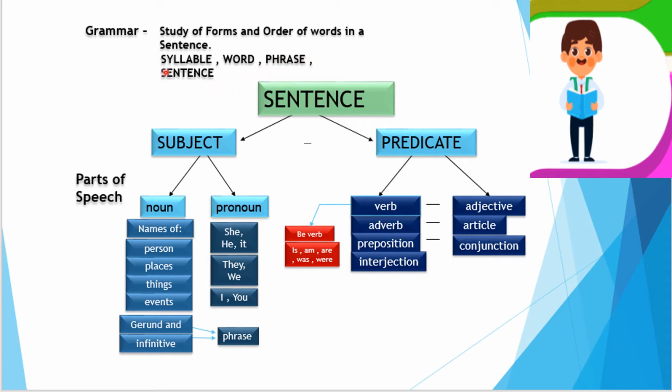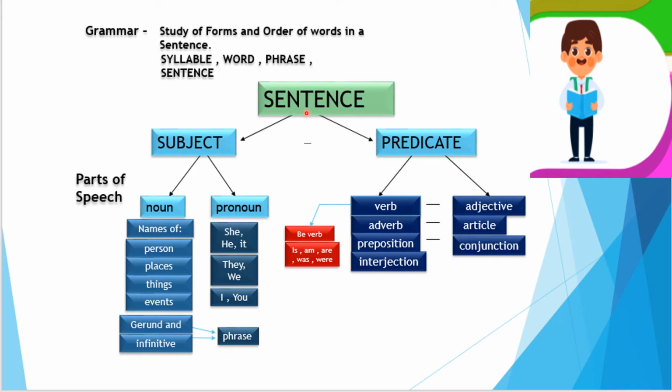And how about sentence? Sentence is a group of words that tells a complete meaning. That is opposite to the word phrase. Sentence is a group of words that tells a complete meaning, while phrase is a group of words that doesn't tell a complete meaning. But we will focus our study on sentence. Okay, let's talk about sentence.